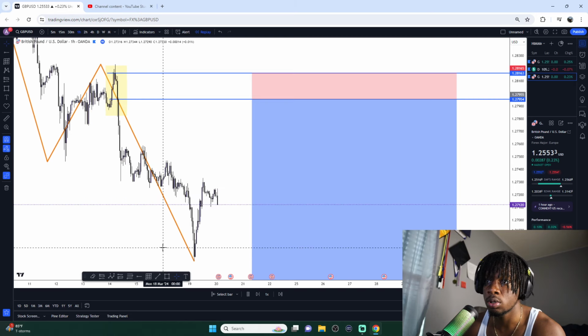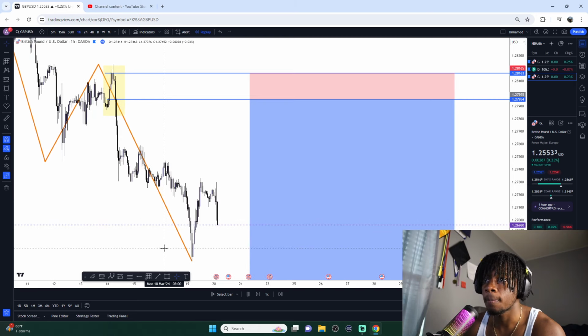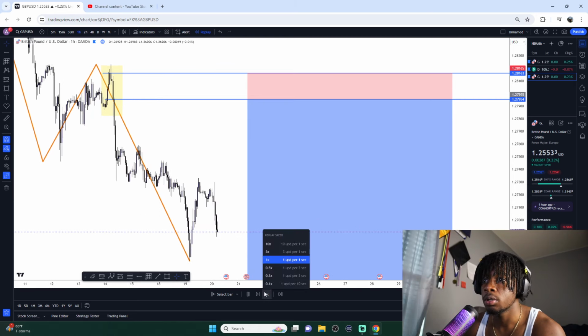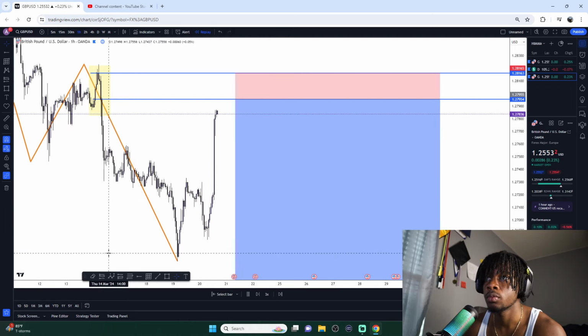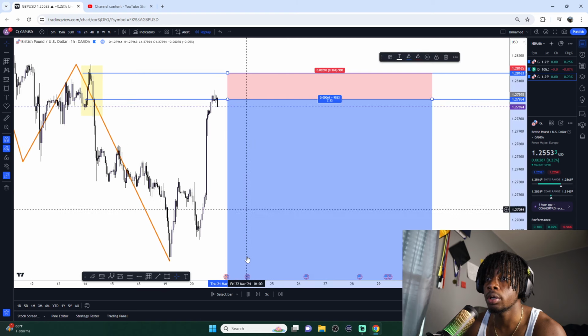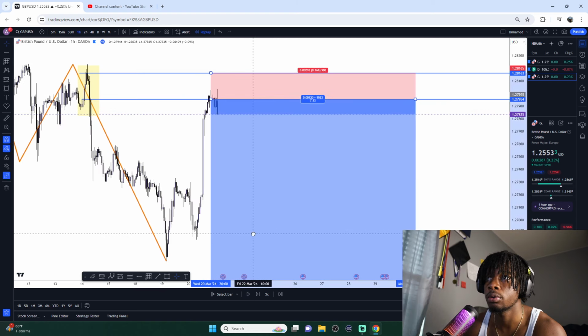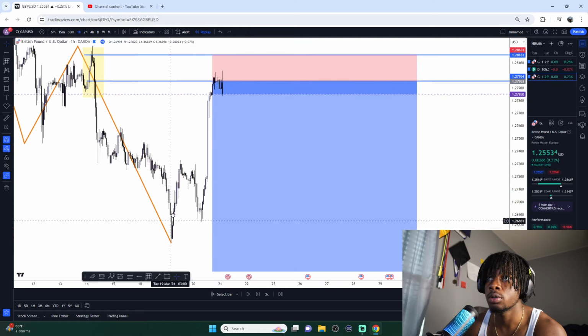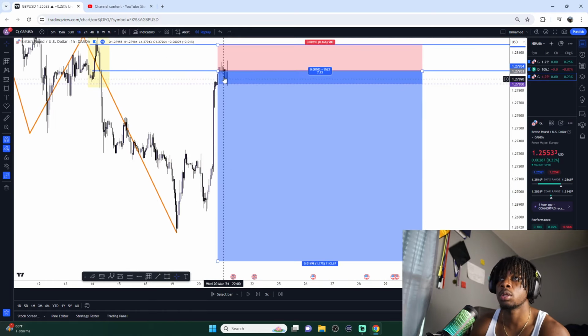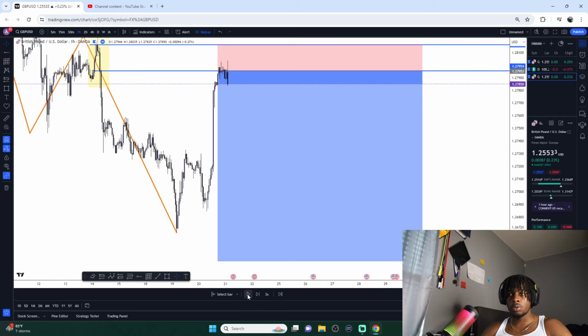We're gonna see what it does. Market should be rejecting. We're gonna speed this up. All right, so boom, we're in the trade now. We're in the trade, y'all. All right, so as y'all can see, market went up to that entry point. Now we're gonna see what it does from here.